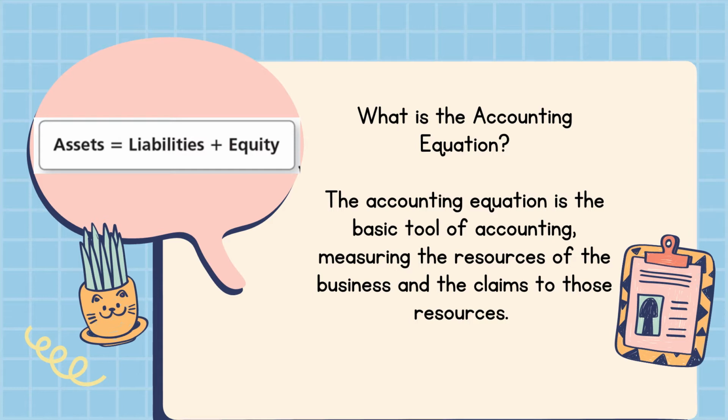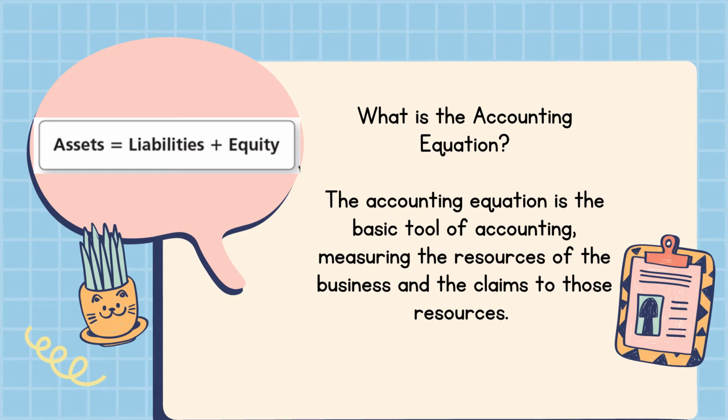Creditors means the ones who lend me money. Owners are the investors. Now, the accounting equation is made up of 3 parts: assets, liabilities, and equity, and shows how these 3 parts are related. So, assets are the resources of a business, okay? While liabilities are the debts to my creditors, while equity is the owner's capital.